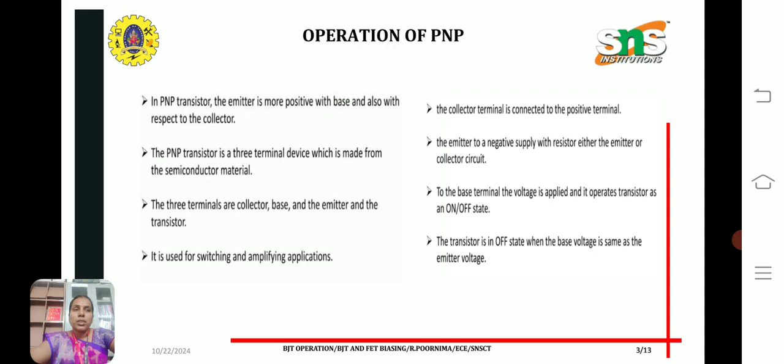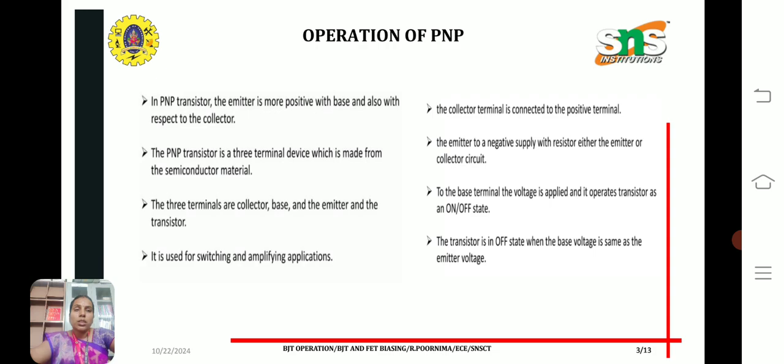In a PNP transistor, the emitter is more positive with respect to the base and also with respect to the collector. The PNP transistor is a three terminal device made from a semiconductor material. It is the same as NPN, that is collector, base and emitter. The collector terminal is connected to the negative terminal and the emitter to the positive supply, with a resistor in either the emitter or collector circuit. And voltage is applied to the base terminal and operates the transistor in on and off states.